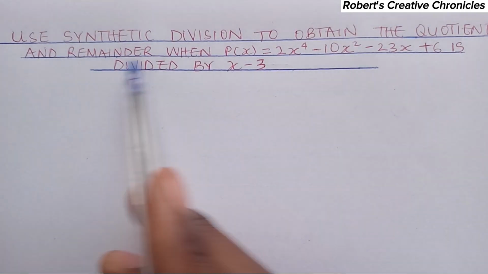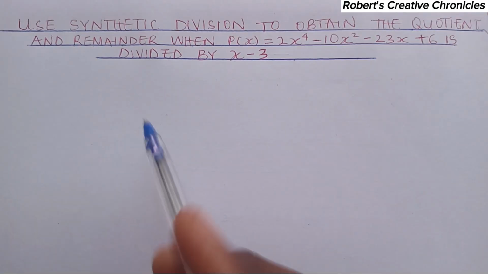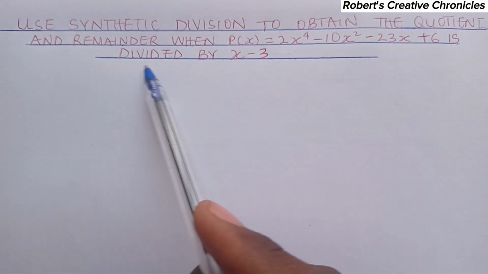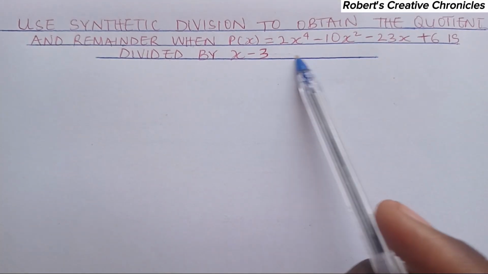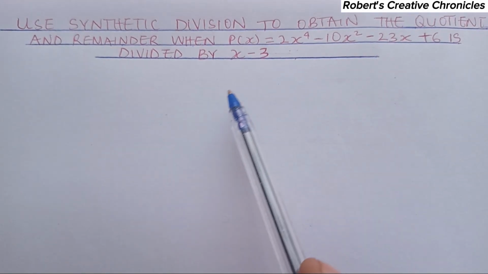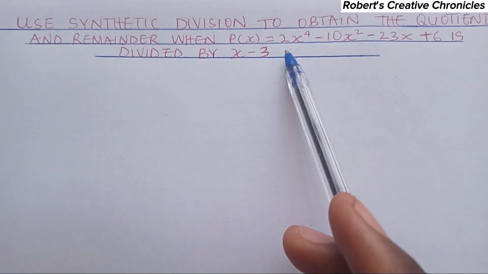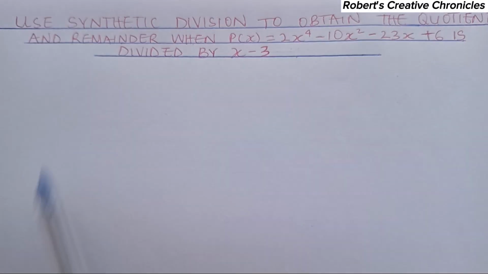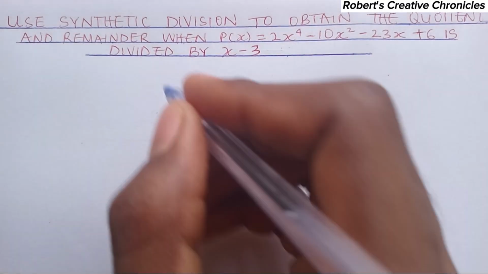So today we'll be solving this question, which states: use synthetic division to obtain the quotient and remainder when p(x), which is this, is divided by this. So we are to use synthetic division to divide this polynomial by this. So now, solution.